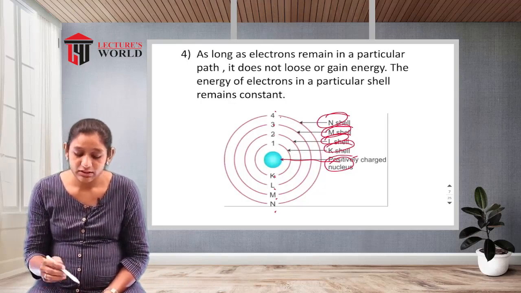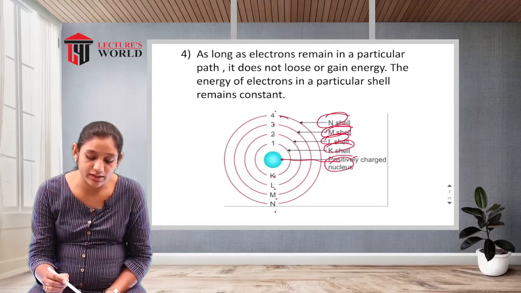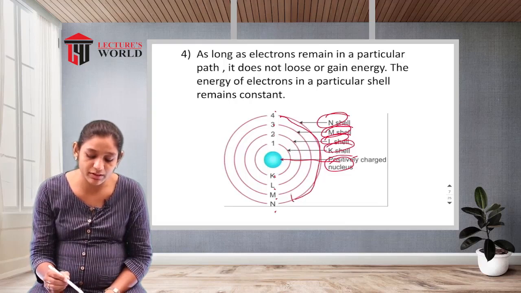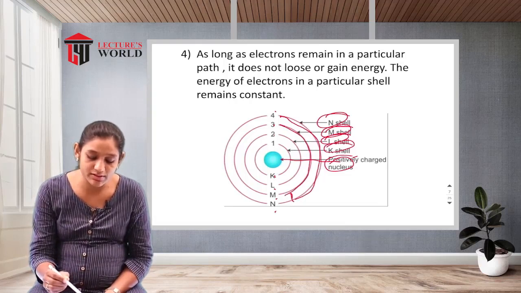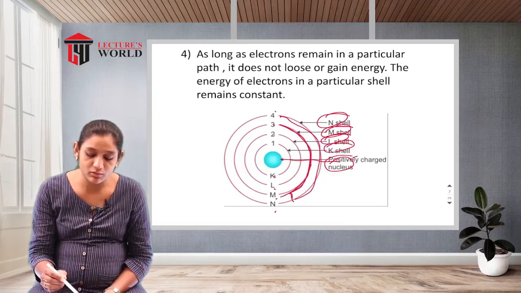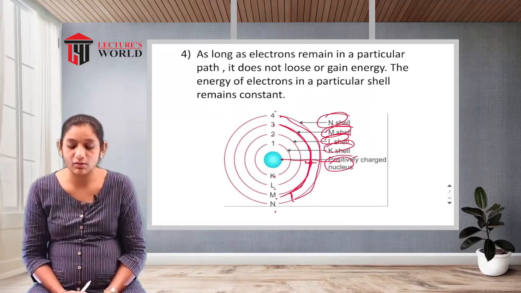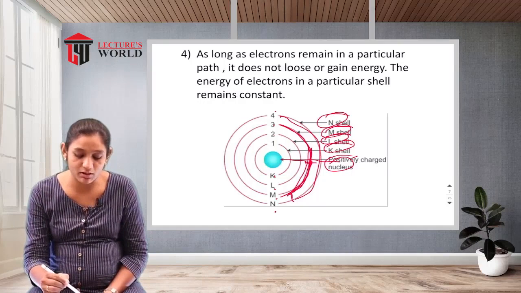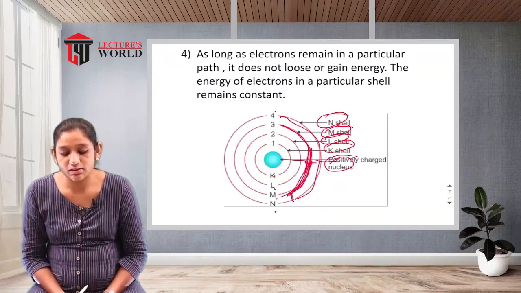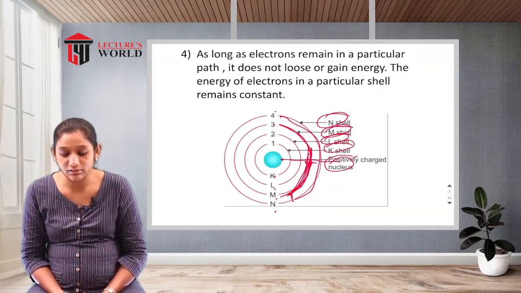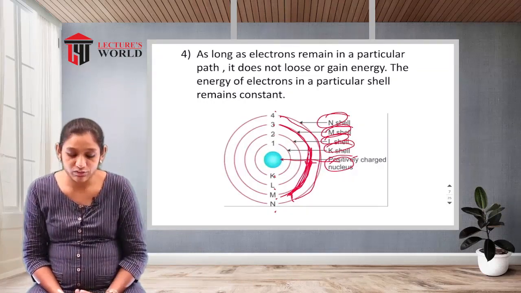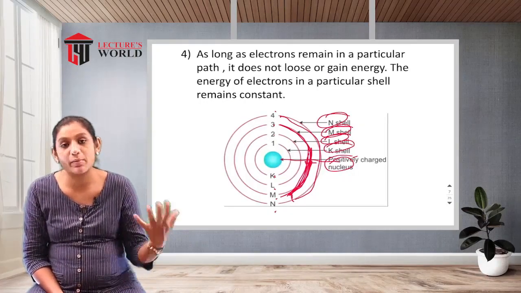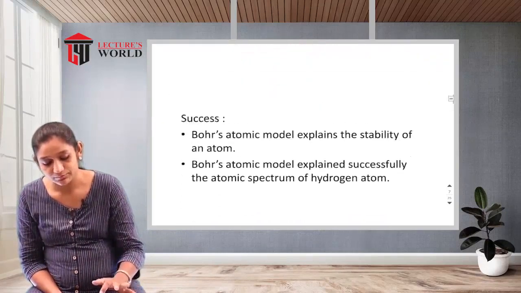These are the orbit levels which appear, right? So here the electrons are always moving in this boundary. This is the pathway, which does not move from here to here. It is always passing by in this orbit. It does not lose or gain energy. The energy of the electrons in a particular shell remains constant.